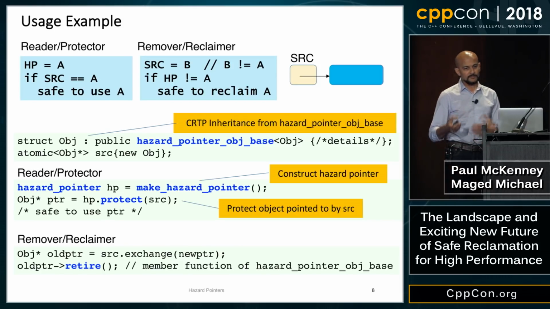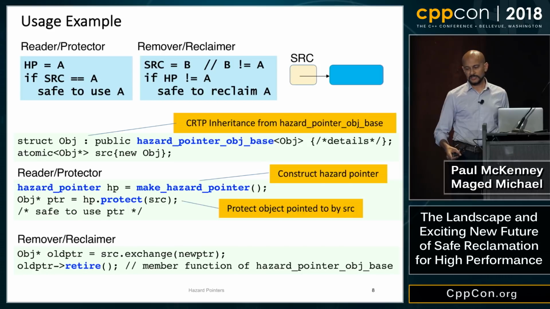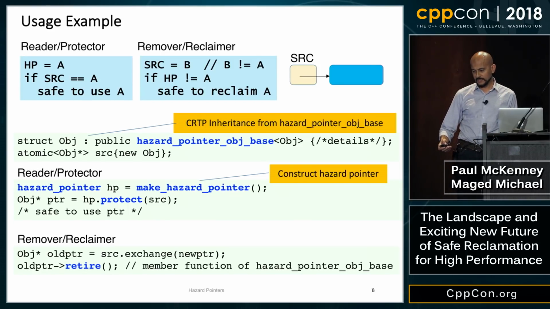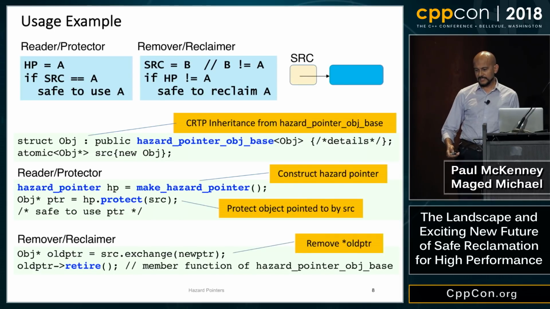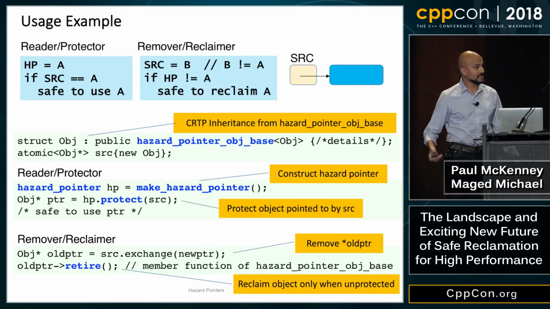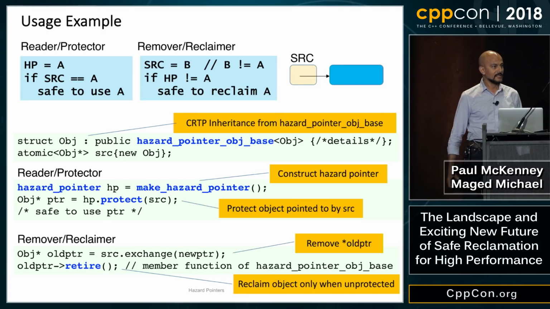I don't show it here, but similar to RCU reader, this is an RAII interface where at the end of the scope, the hazard pointer will end protection, and it will be destructed. From the remover side, they remove the object, and then they call retire. So that's kind of a complete usable case using this API.